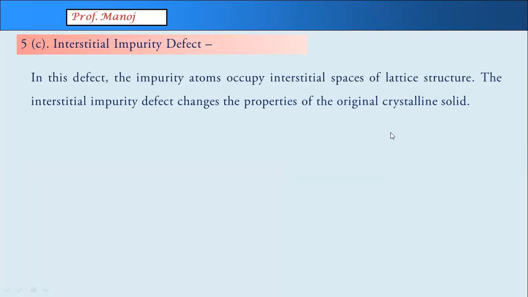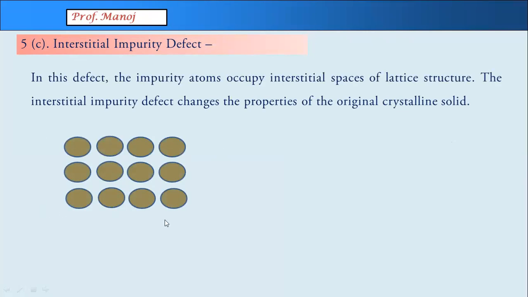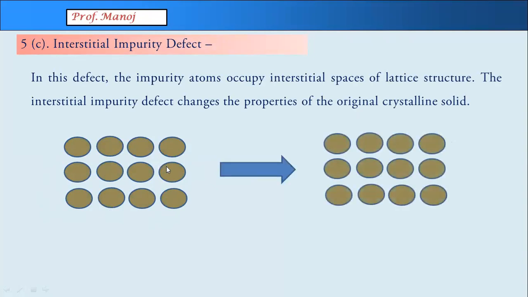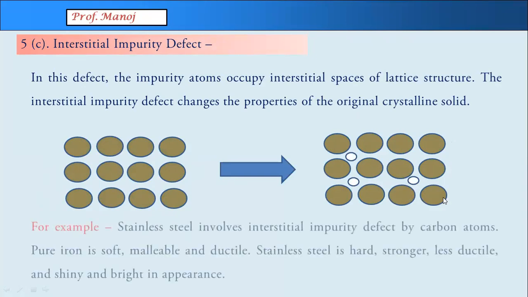The last one under this is called interstitial. In interstitial, you have originally a crystal lattice, and in the interstitial points, impurity atoms are added. For example, in this one, we introduce carbon atoms. So this is originally an iron crystal lattice. Introducing carbon gives you stainless steel. So this is one of the examples of interstitial defects.